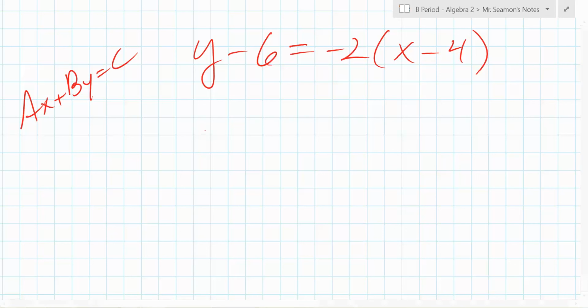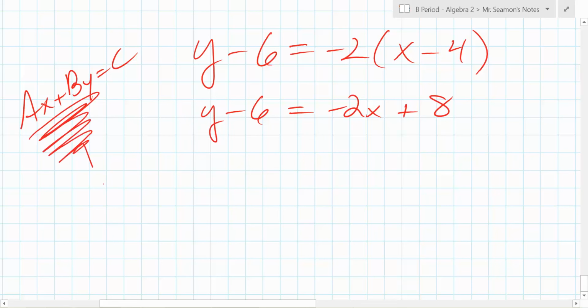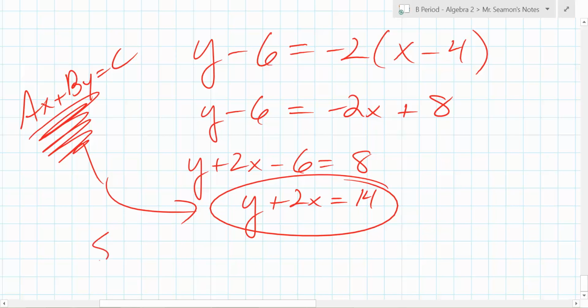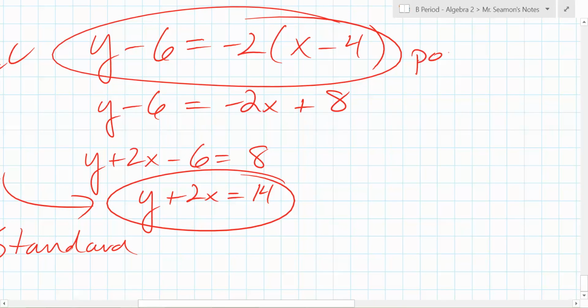No, distribute. Y minus 6 is equal to negative 2x plus what? 8. What is on both sides over here? X and y. So what should I do to both sides? Y plus 2x minus 6 is equal to 8. Now what do I do? Nope. Add 6. Y plus 2x is equal to 14. That right there is in standard form. What form is this right here? Point-slope. Are they equations for the same line? They are.